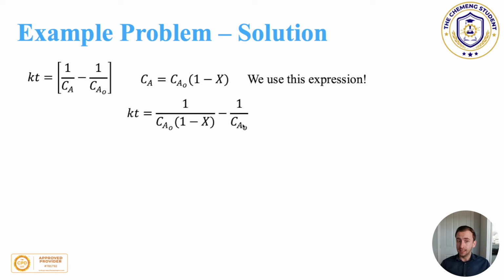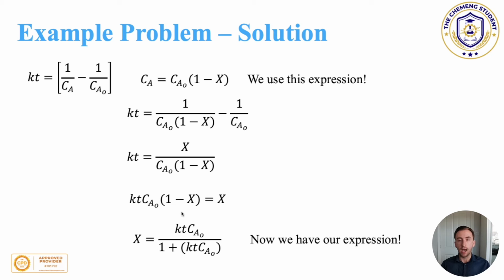So what we can do in this instance is substitute in our values and begin to simplify our system, because what we have here is a common factor of Ca naught. So we can bring these terms together, and using the simple laws of fractions, we can bring it so that it's x over Ca naught 1 minus x. We can then start to rearrange and bring our x terms to the left and correlate the rest to the right. So now we have our expression. We've derived our expression for conversion as a function of time.